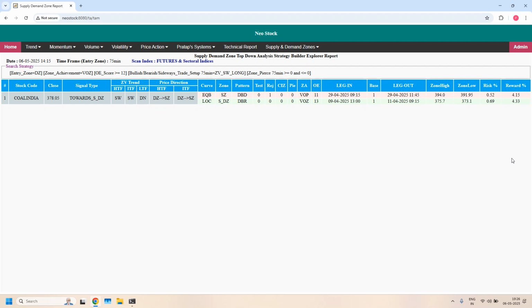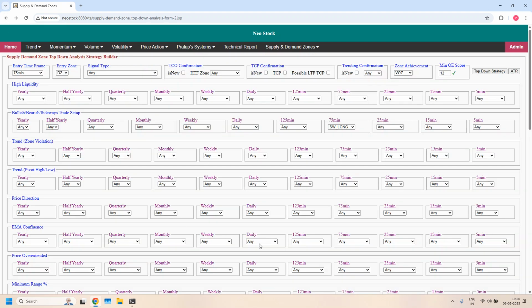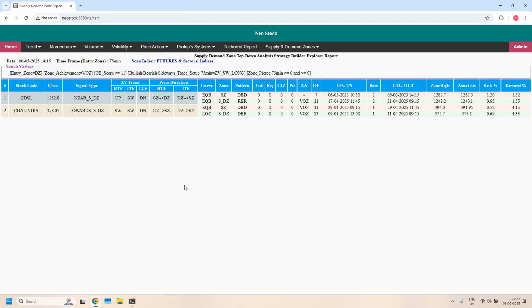Okay, next let us look into sideways short trade setup for weekly income trade. So the entry zone should be supply zone, and also at 75 minutes I am selecting sideways short trade setup. So I think I made some mistake earlier. Zone achievement should be 11 for sideways. So let me go back and generate again, sideways long with demand zone. I am generating again. 2 stocks are filtered. Earlier this one was filtered out because the odd and enhancer score is 11. Earlier we selected 12, but for a sideways trade setup it should be 11.